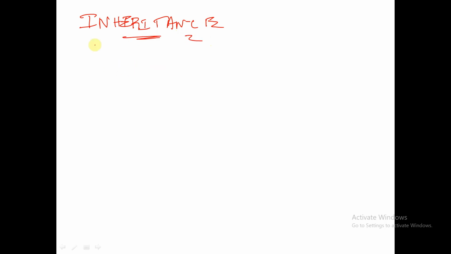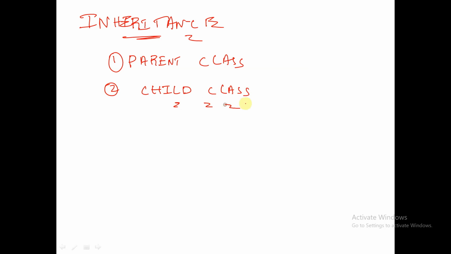So basically, in case of inheritance, we are going to have two types of classes. One is called parent class, and another is called child class. The properties or the methods which are declared inside the parent class can be accessed by the child class. The child class is basically a derived class of the parent class, whereas the properties or the methods which are declared inside the child class cannot be accessed by my parent class.